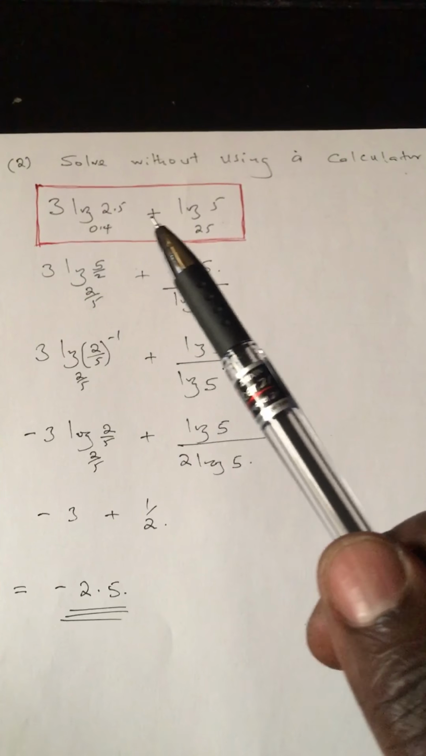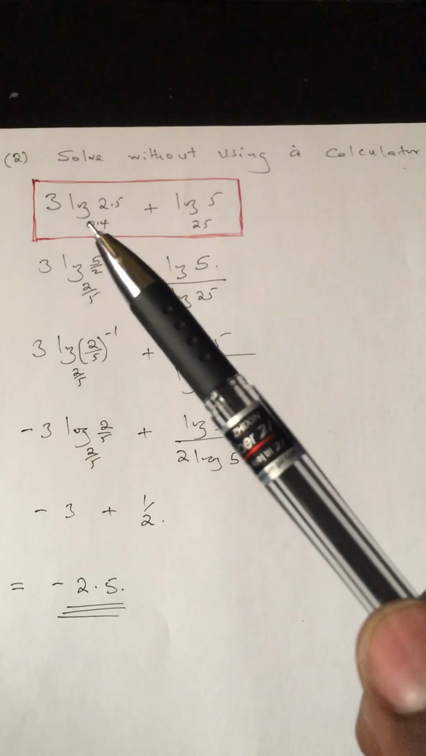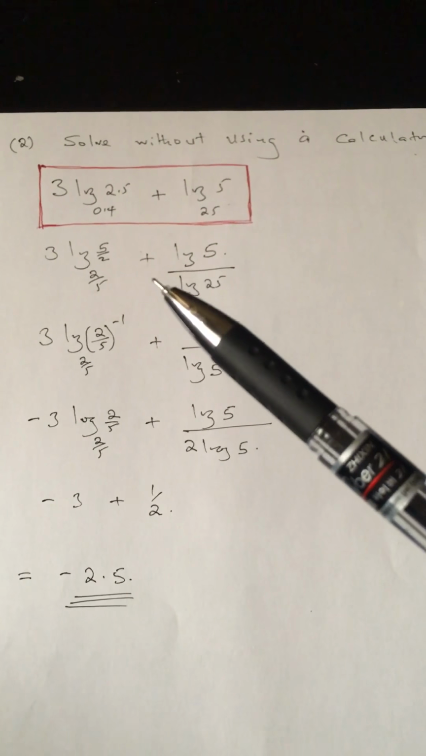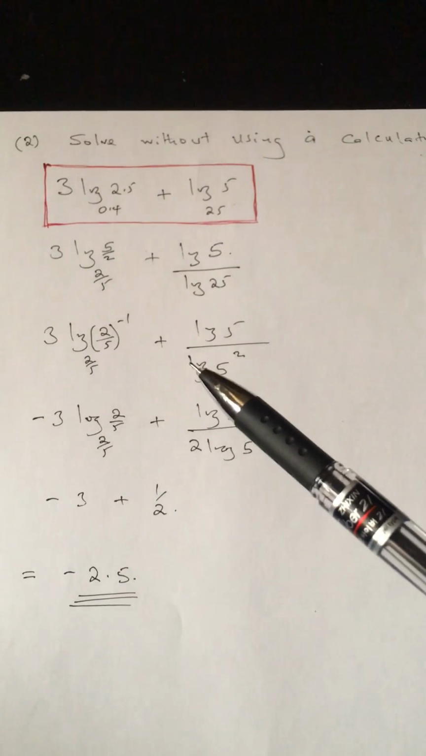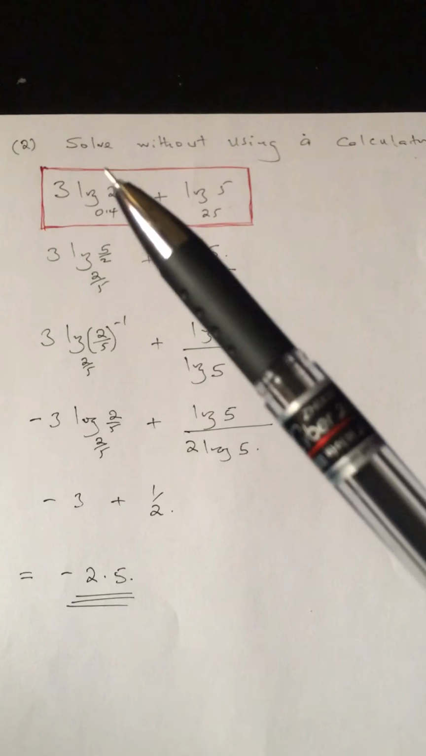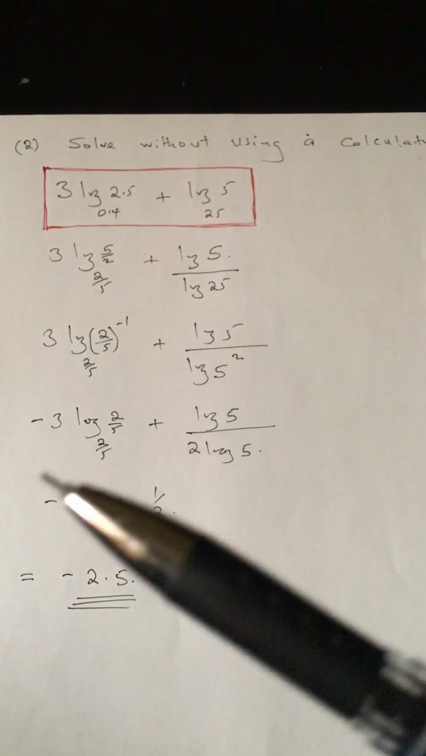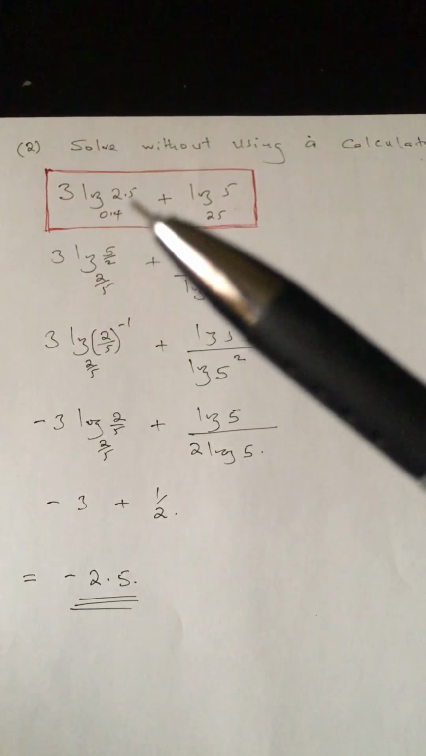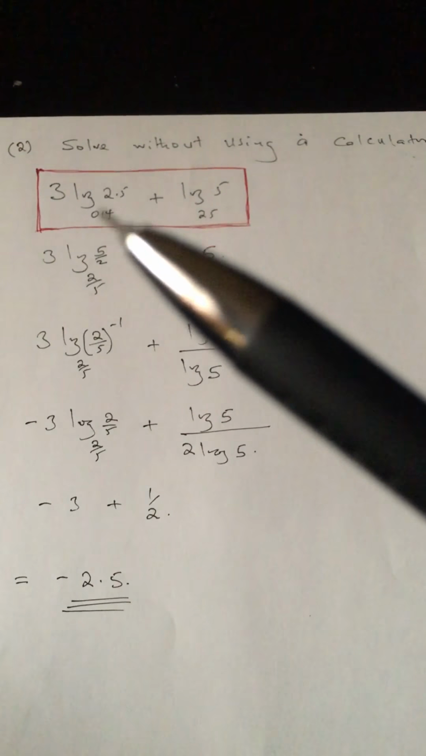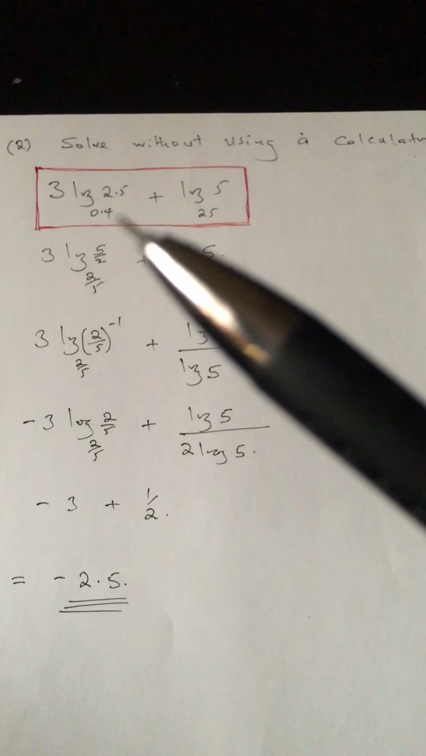And to solve this expression without using a calculator means these values have to be simplified in accordance to the rules we have already explained. So now let's first of all focus on this number here. In the working I simplified both sides. You can see that until the end, but let me just focus on this first, then try to understand that first. So here I have 3 log 2.5 base 0.4.